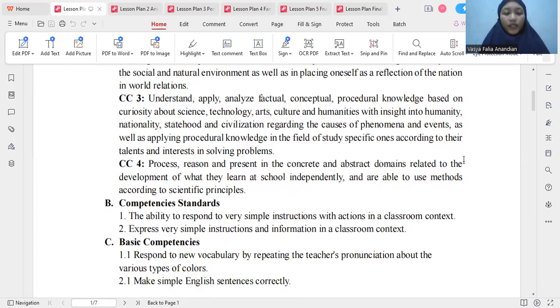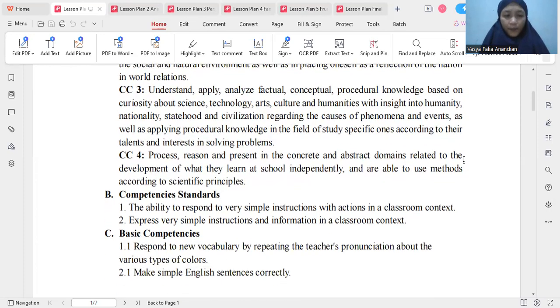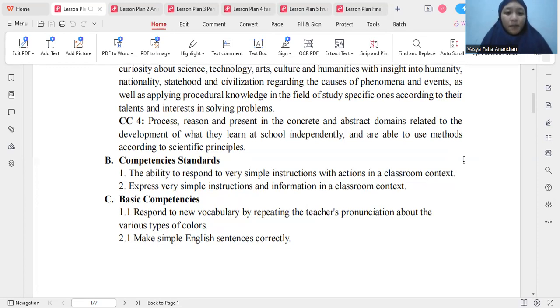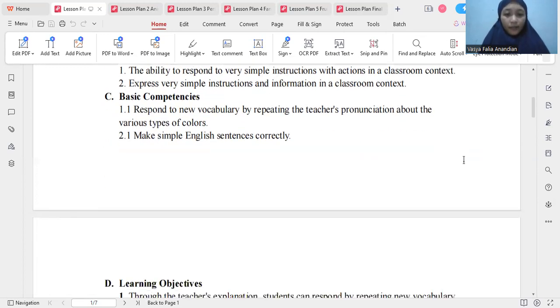So the competency standards for this lesson plan, first, the ability to respond to a very simple instruction with action in the classroom context. Second, express very simple instruction and information in a classroom context. So the basic competencies are respond to new vocabulary by repeating the teacher's pronunciation about the various types of colors. Make simple English sentence correctly.